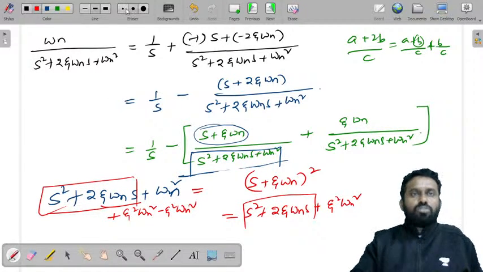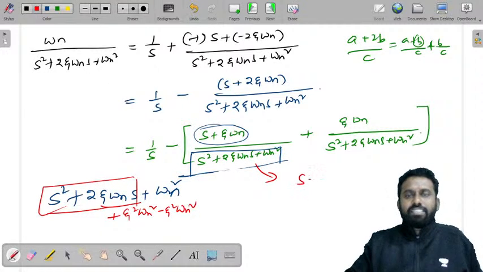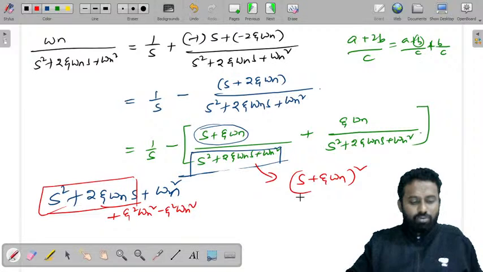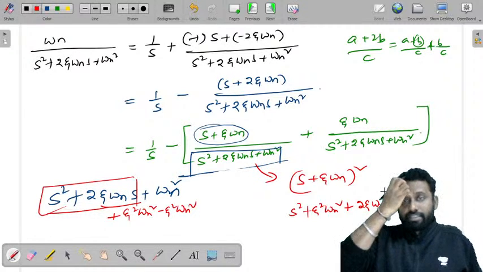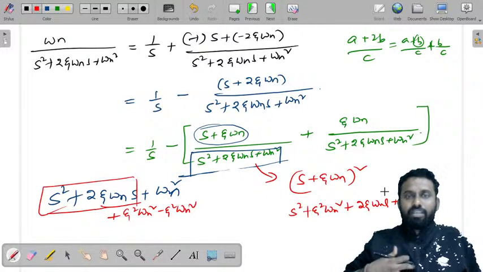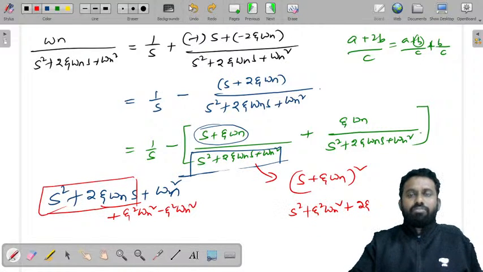Yes or no? So my aim is to write this as s plus zeta omega n whole square. So in order to write that, what should I get? S square plus zeta square omega n square plus 2 zeta omega n s. This is what I want to write. But do I have all these terms here? No, I do not have this term. I have this, but I do not have this. So I'm just adding and subtracting that term. Right? Now let's see what will happen.